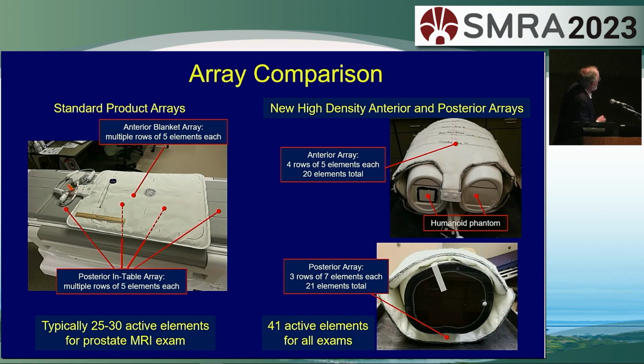This shows what we use for comparison: an anterior blanket array from the product vendor and a posterior in-table array. This is used standardly in our practice. With our new air coils, with high density arrays, we have anterior and posterior arrays. And the number of active elements is 41 here, compared to typically 25 to 30 with the conventional arrays.